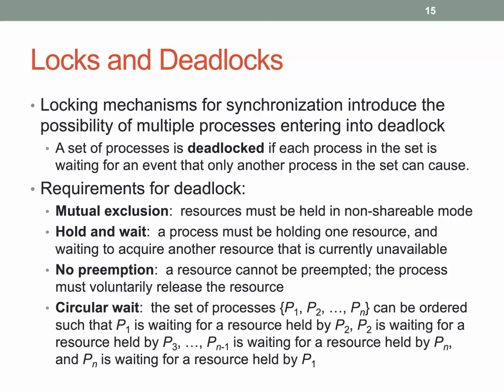And then you have circular wait, which is that you could order the processes so that the first one is waiting for the second one, is waiting for the third one, is waiting for the fourth one, all the way up to the last one. The last one is waiting on the first one. So you have a cycle in the dependencies on resources and locks across all of the deadlocked processes. Okay, if you have these 4 things, it's a matter of time before your system will deadlock.